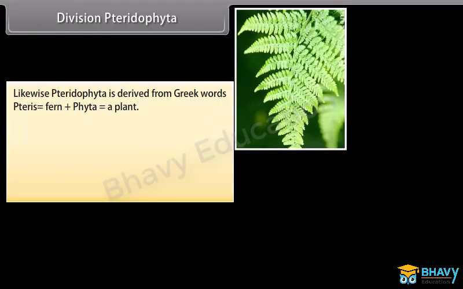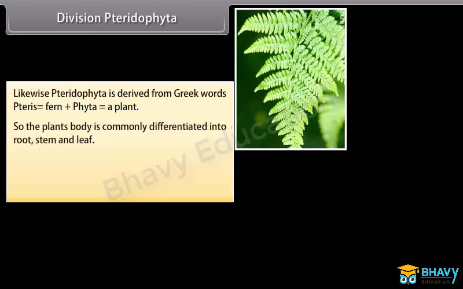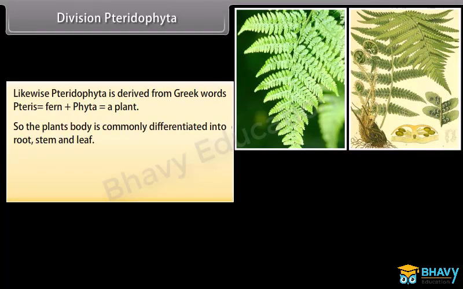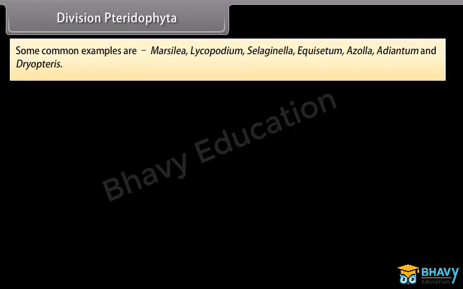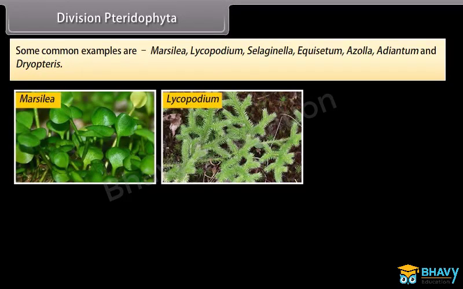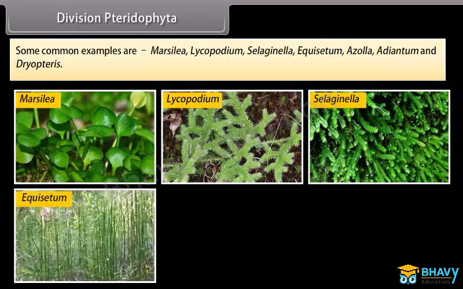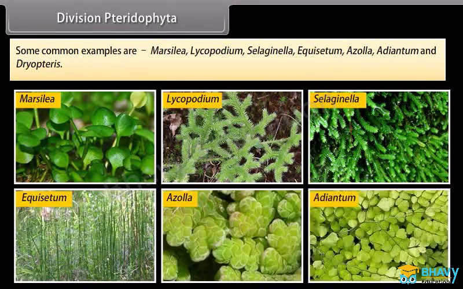Division Pteridophyta. Likewise, Pteridophyta is derived from the Greek words pteris, fern, plus phyta, a plant. So the plant's body is commonly differentiated into root, stem, and leaf. There is specialized tissue to conduct water and minerals from one part of the plant body to the other. Some common examples are Marsilea, Lycopodium, Selaginella, Equisetum, Azolla, Adiantum, and Dryopteris.